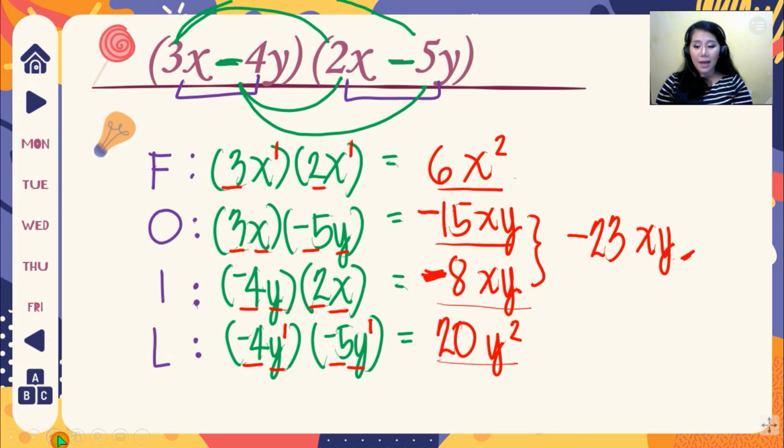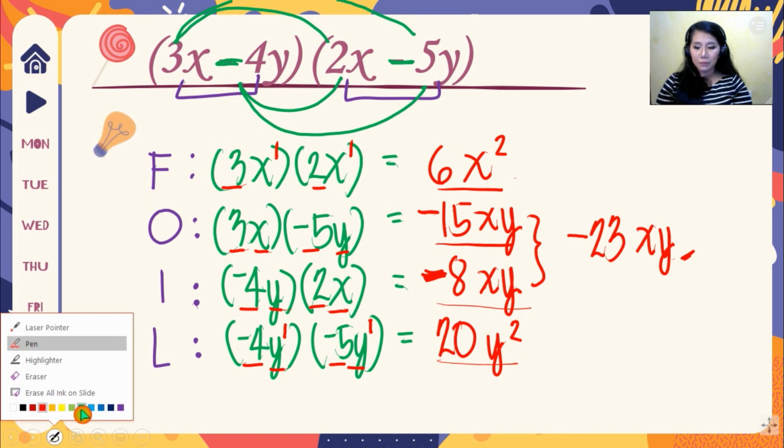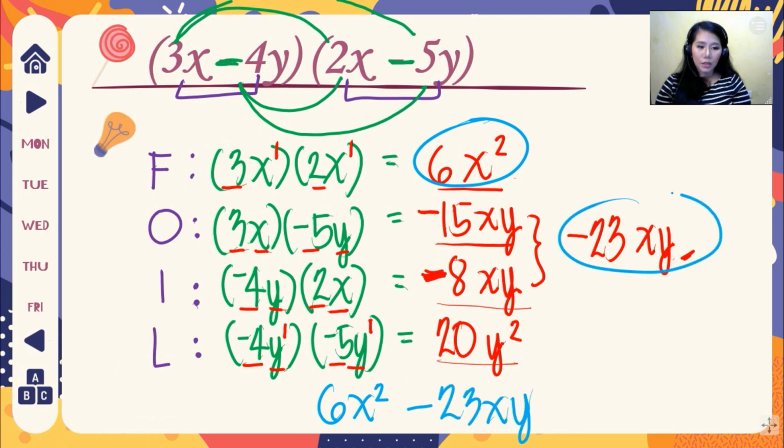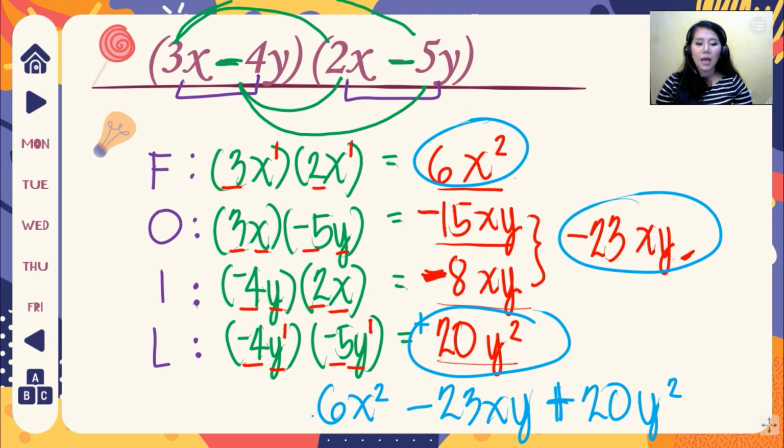Therefore, our final answer is what? Okay, so our final answer is 6x squared minus 23xy. Ito yun. And then, plus 20y squared. Bakit nga ba naging plus? Kasi positive yung 20 natin here. Kaya naging plus. And this is already our final answer. Okay?